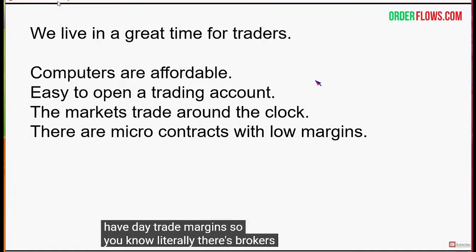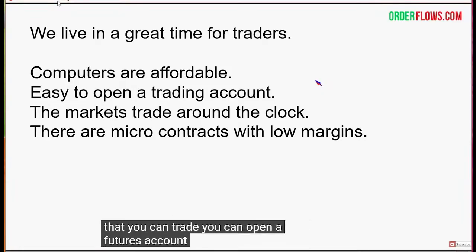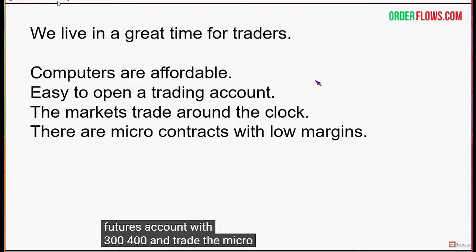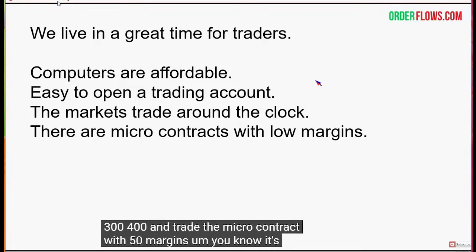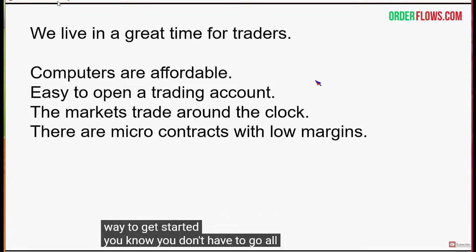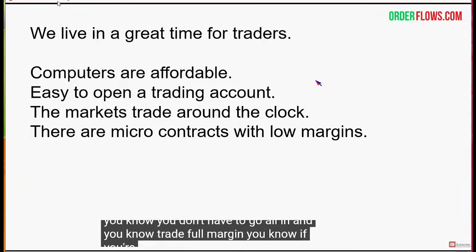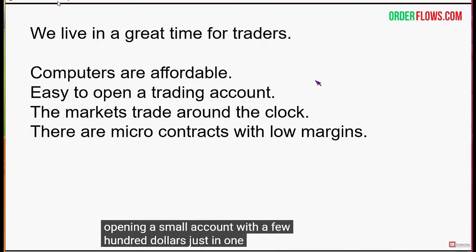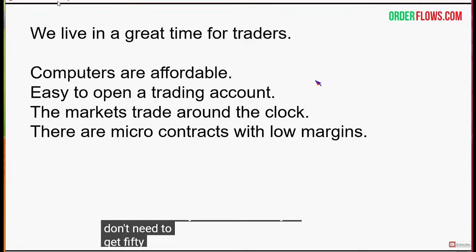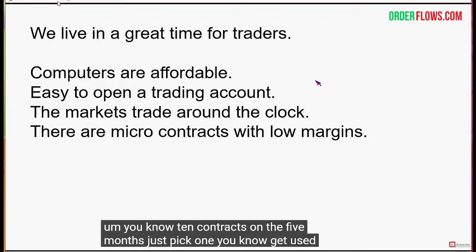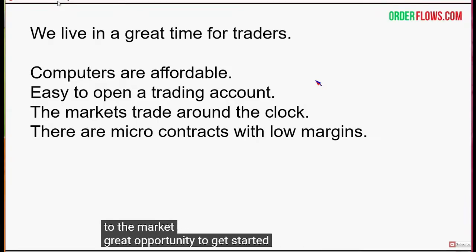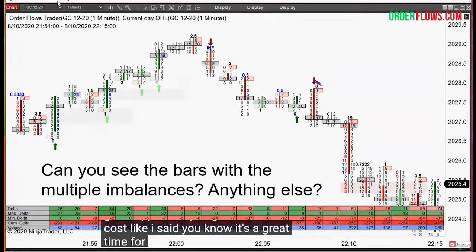So literally, there are brokers out there. I'm not pimping any brokers, but there are brokers out there where you can open a futures account with $300, $400 and trade the micro contract with $50 margins. It's a great way to get started. You don't have to go all in and trade full margin. If you open a small account with $300, just trade one micro. You don't need to trade 10 contracts on a 500. Just trade one. Get used to the market. It's a great opportunity to get started at low cost. Like I said, it's a great time for traders.